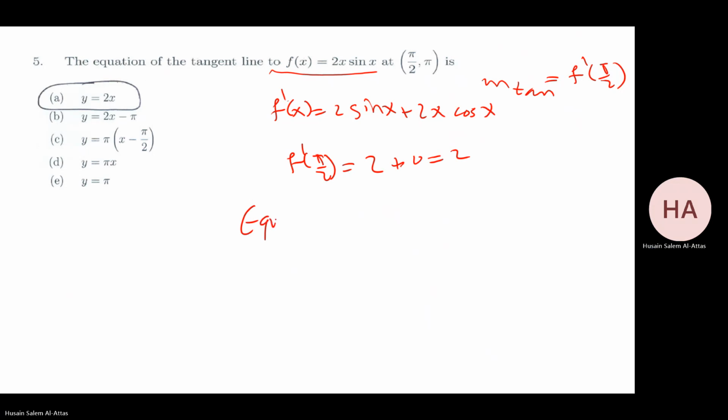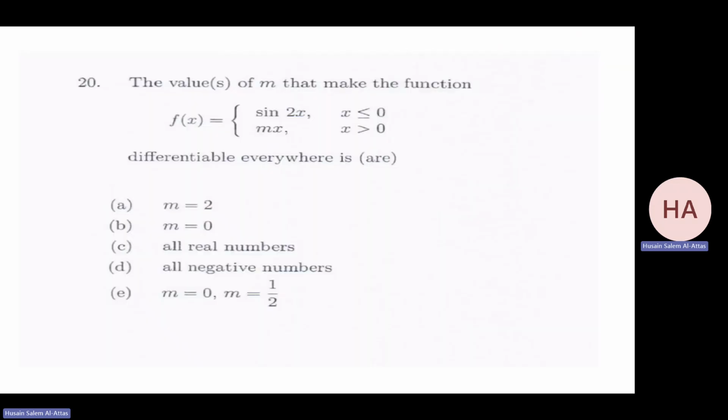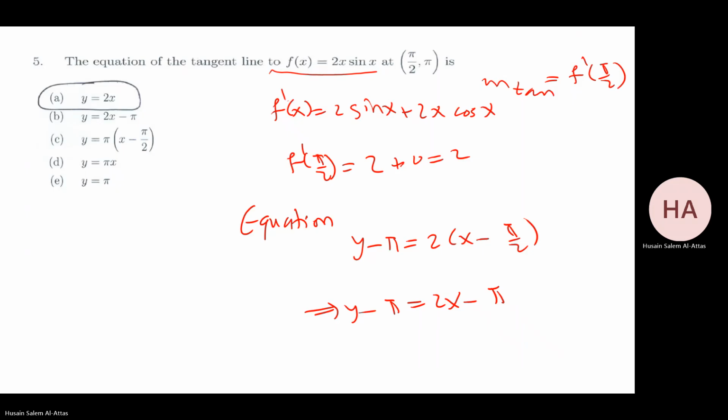Equation: y minus pi equal to 2 times (x minus pi over 2). هيصير y minus pi equal to 2x minus pi. معناها y equal to 2x, which is this one.